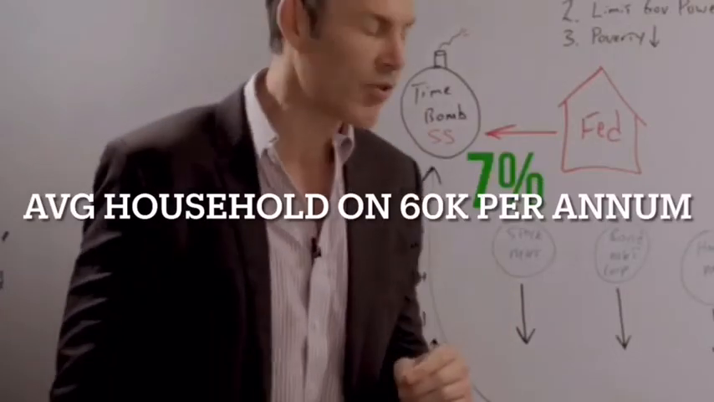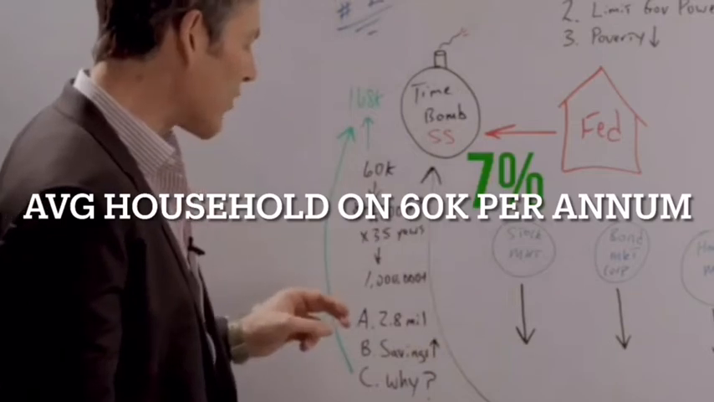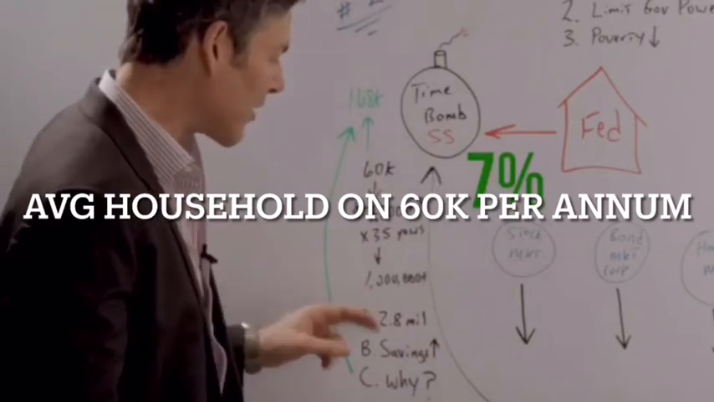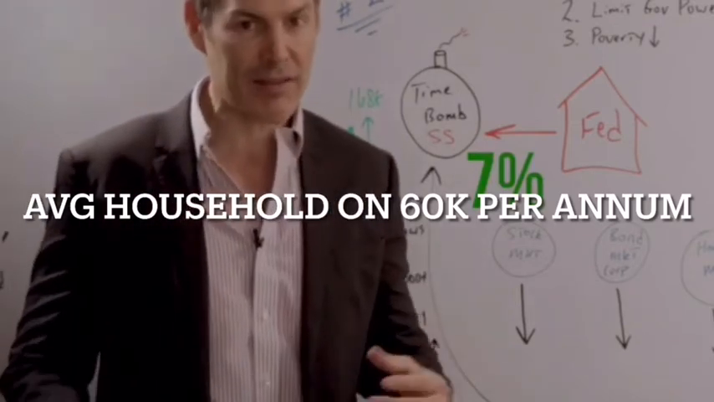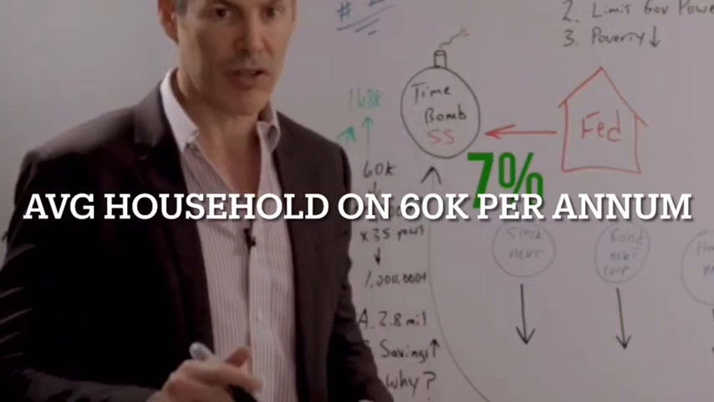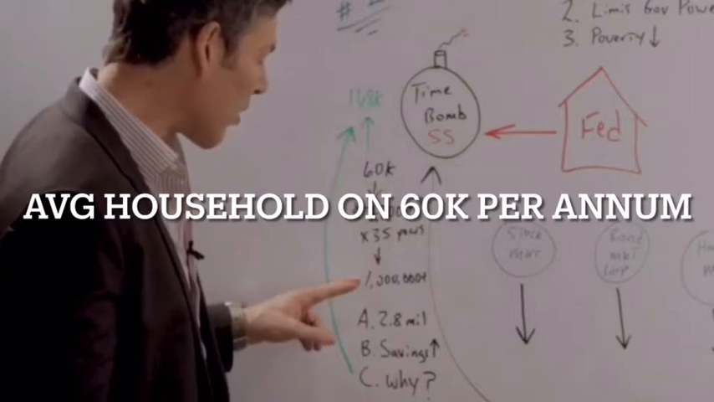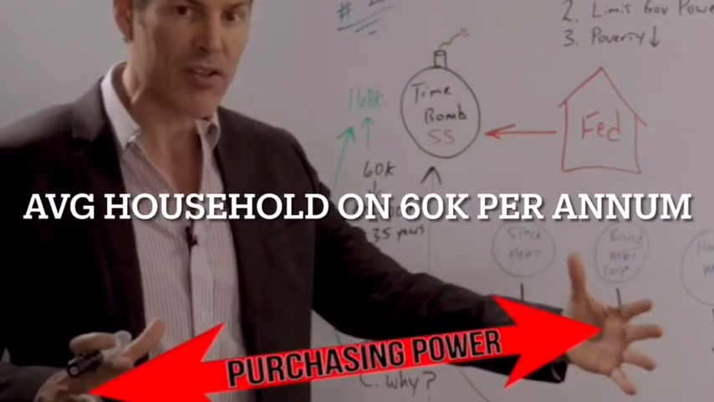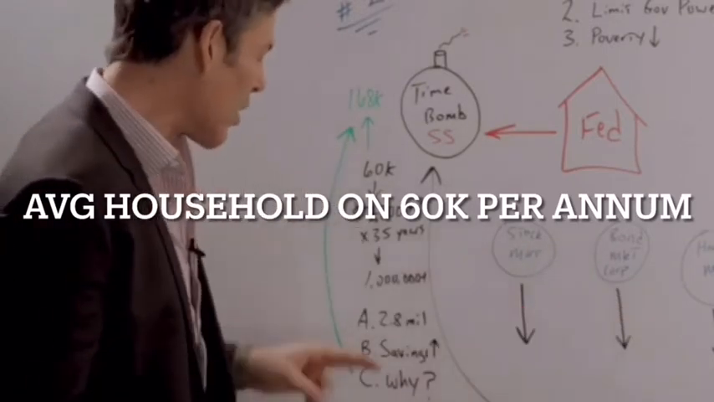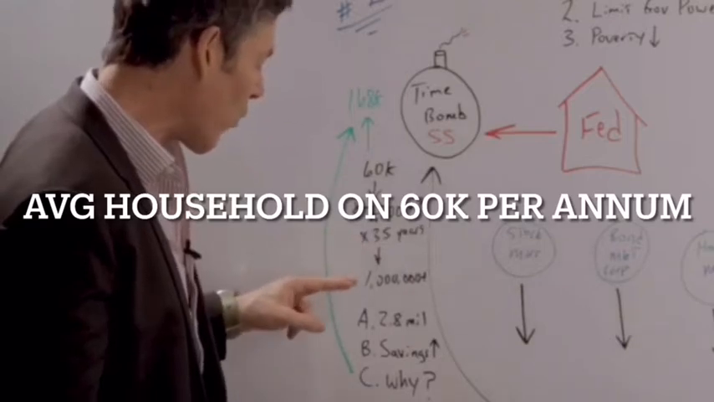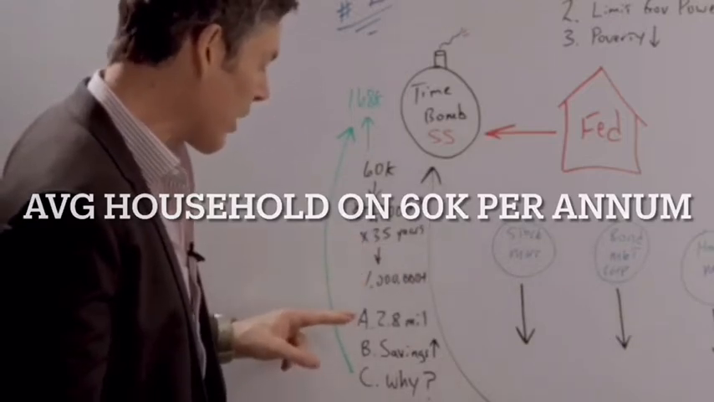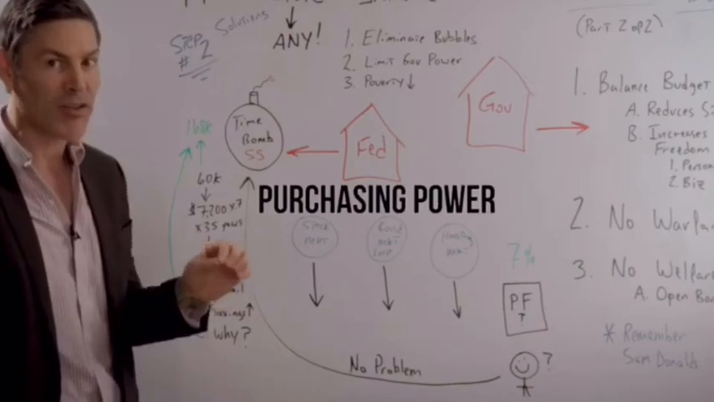Making a 7% return on that over 35 years, that's $1 million plus that they have in the bank as a household when they go to retire. But it gets even better. Remember, that $1 million is gaining in purchasing power every single year. So at the end of that 35 years, that 1 million would have 2.8 million in purchasing power.